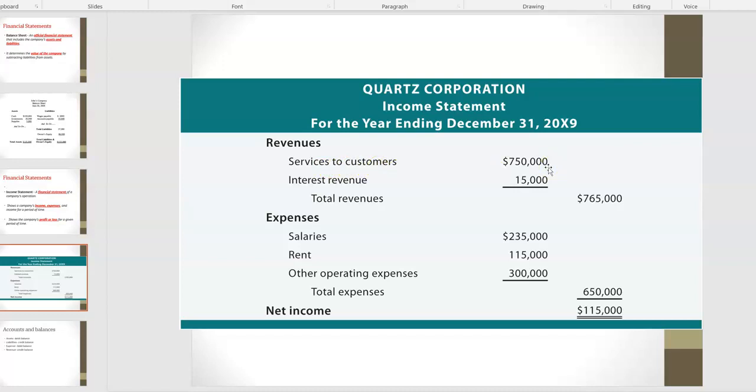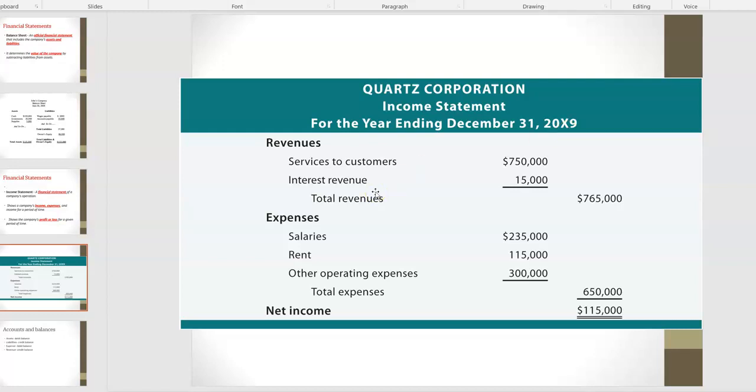$750,000 worth of earnings. And then they earned some interest, probably on some of their investments or some of their savings accounts. And so they earned $15,000 in interest. In total, the company had income, or earnings, of $765,000 for the year. Let's just say that was 2019.